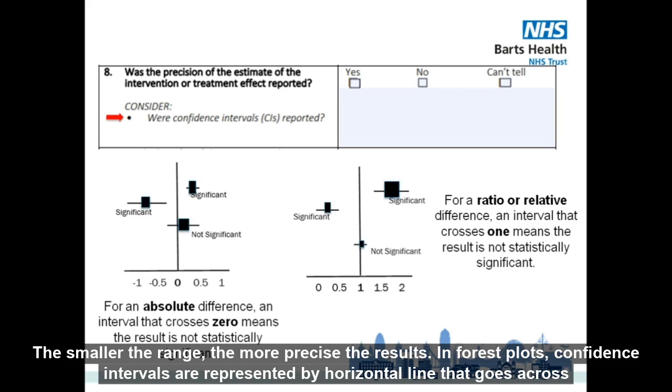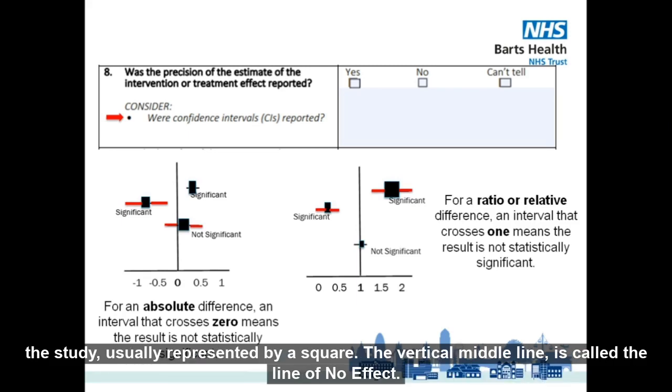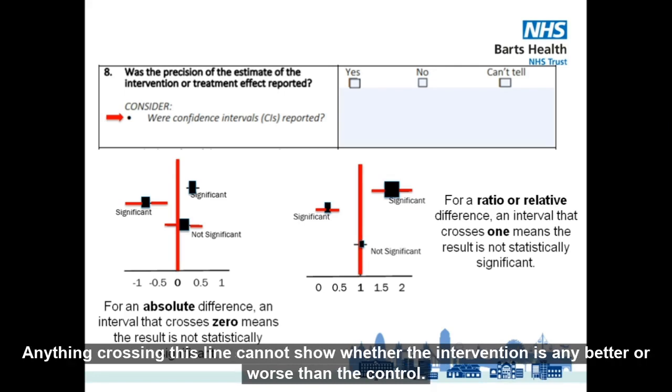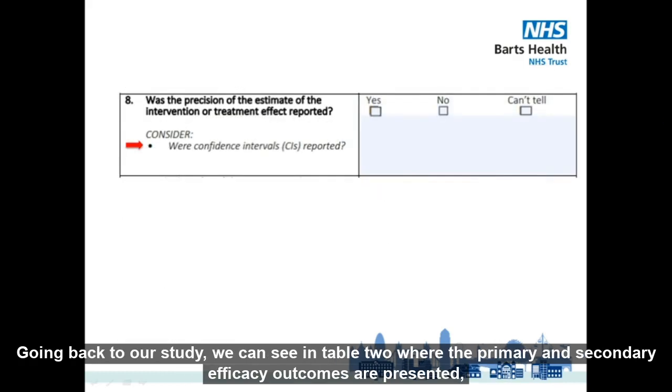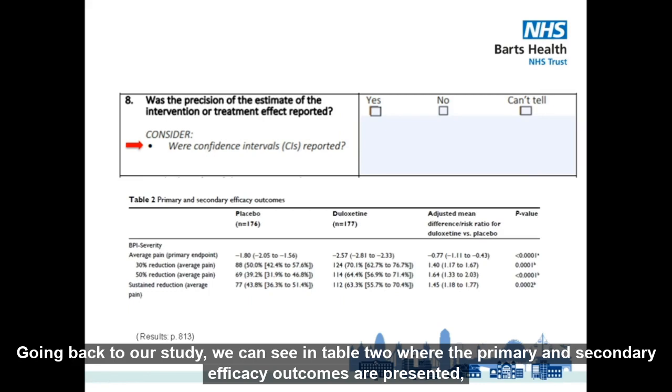In forest plots, confidence intervals are represented by a horizontal line that goes across the study, usually represented by a square. The vertical middle line is called the line of no effect. Anything crossing this line cannot show whether the intervention is any better or worse than the control. So if the confidence interval line or the study box don't cross the line of no effect, the results are then statistically significant.